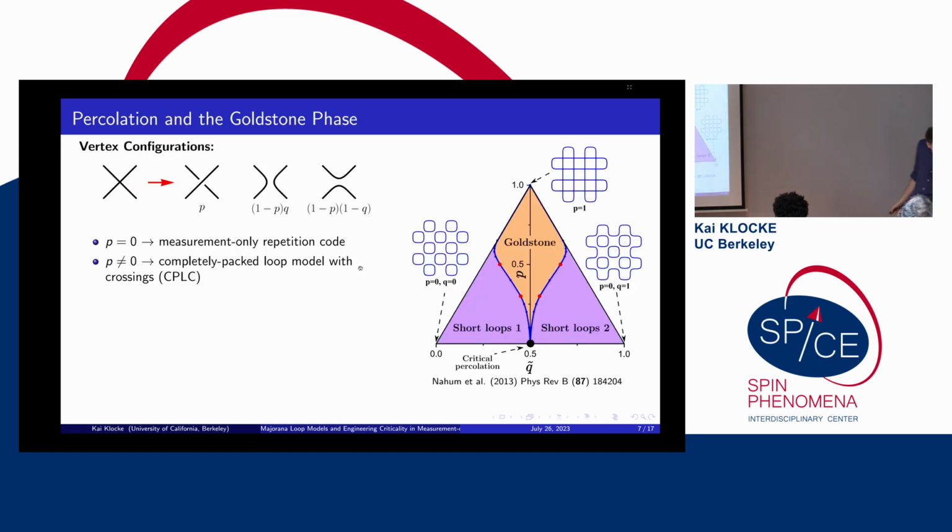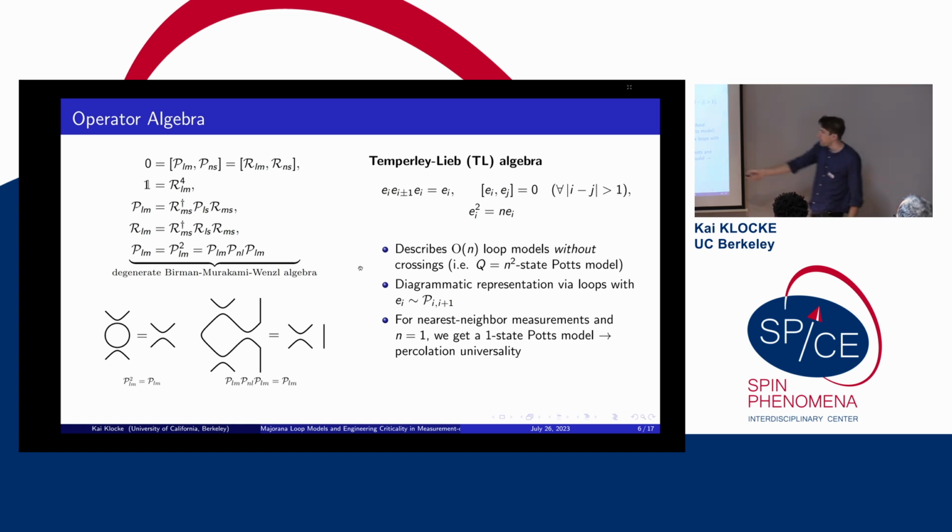Fugacity is just exactly this scalar factor. So it's to say if I do the same measurement twice in a row, in the loop picture, I have a closed loop. And I can remove that closed loop out of the diagram and replace it with some scalar factor. In this case, the scalar factor is 1. So it's just a weight that should show up in the partition function when you're doing a sum over all possible loop configurations.